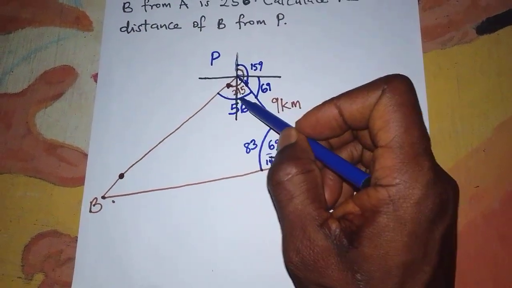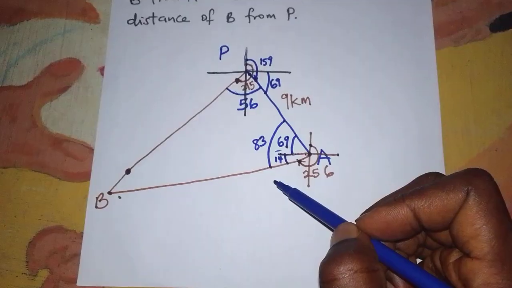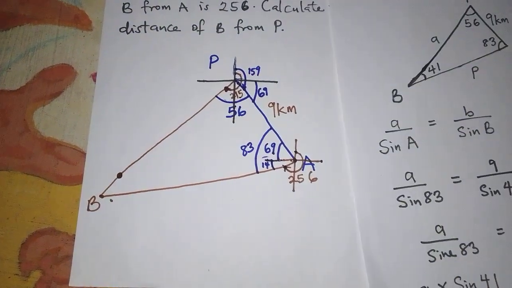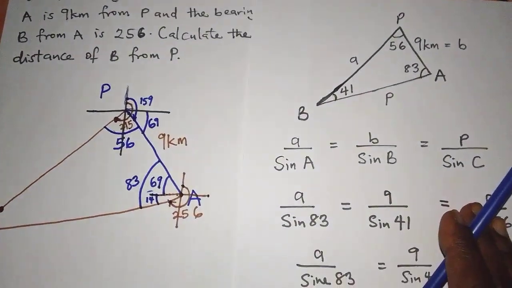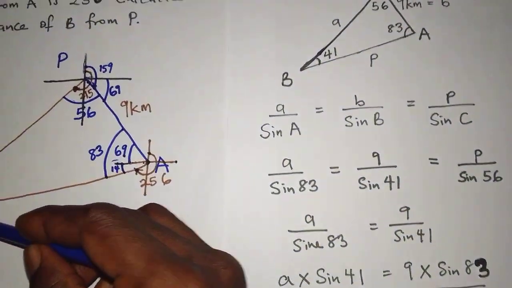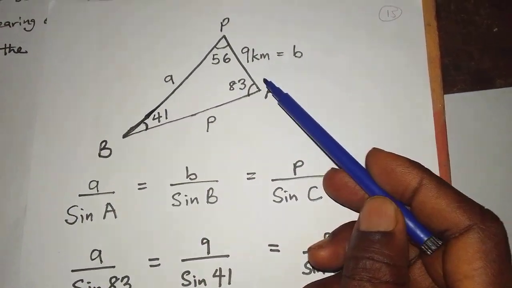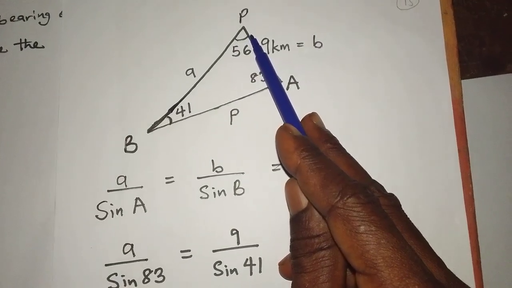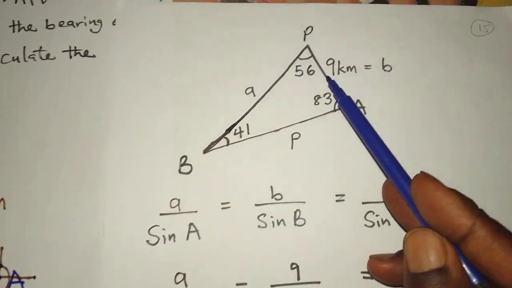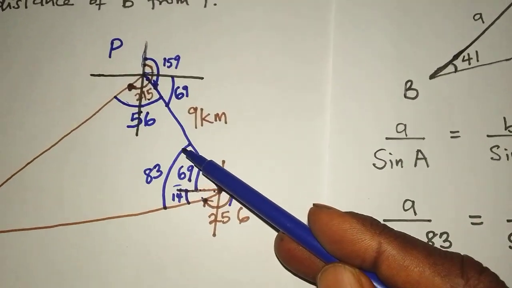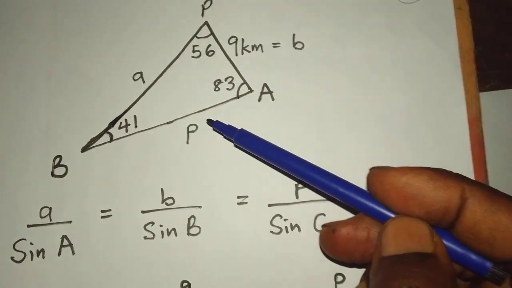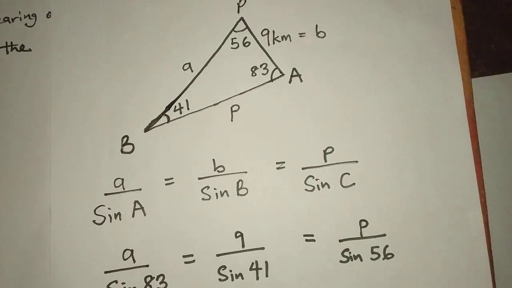So the angle here is 56 and the angle here is 83. Then this is B. Now let us draw the triangle again. You have P, this side will be B, and this is A. Angle P is 56 degrees, from what we calculated here. Then angle A is 83 degrees.